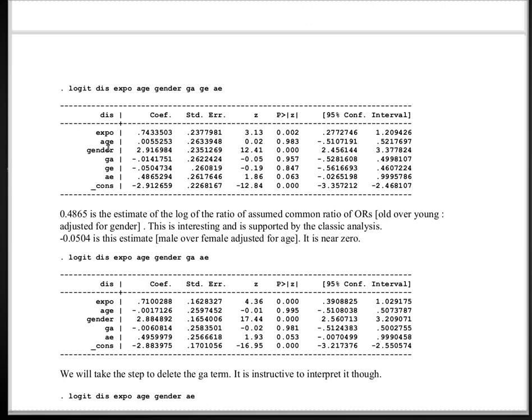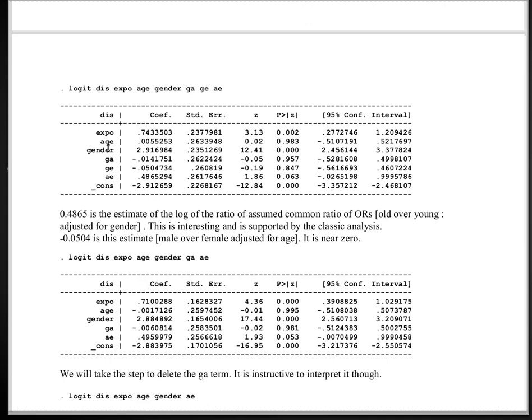Remember, now this is getting closer to what we were seeing in the display. So that number there, 0.4865, is an estimate of the log of the ratio of the assumed common odds ratios. Okay, so we've got two odds ratios, assumed common for gender, and that's the estimate of that assumed common ratio of odds ratios, adjusted for gender. Assumed common for gender. The number minus 0.05 is the same thing, but now it is assumed common for age. Now that one, we could say, well, we haven't got much going on there.